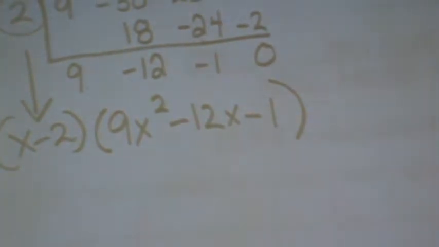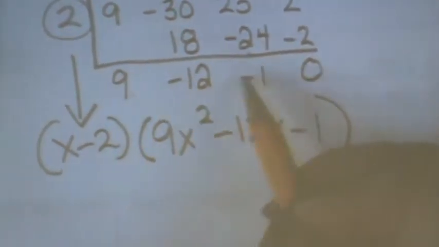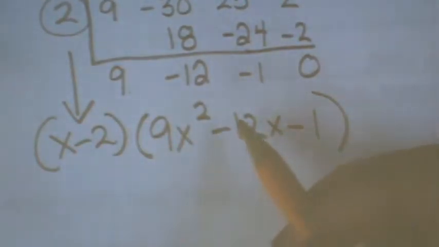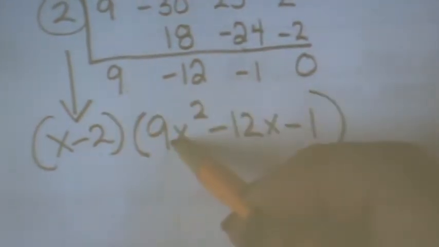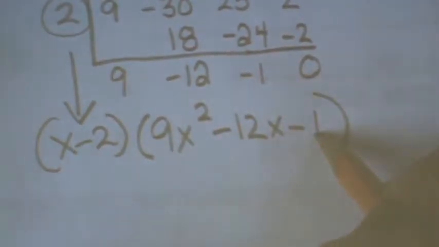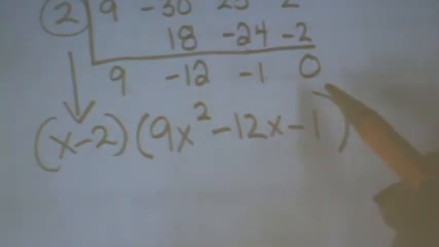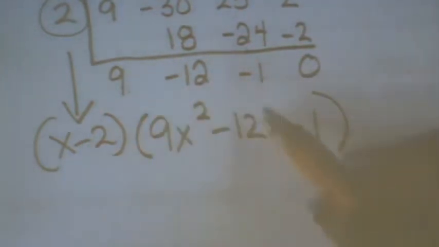Where did you get that equation? 9x squared minus 12x. This is what you missed yesterday. These are the coefficients of the answer, one degree less. So it's 9x squared minus 12x minus 1. The rest of you guys know, she's a little lost because she wasn't here yesterday, but do you guys know where this came from? Yeah. Okay.